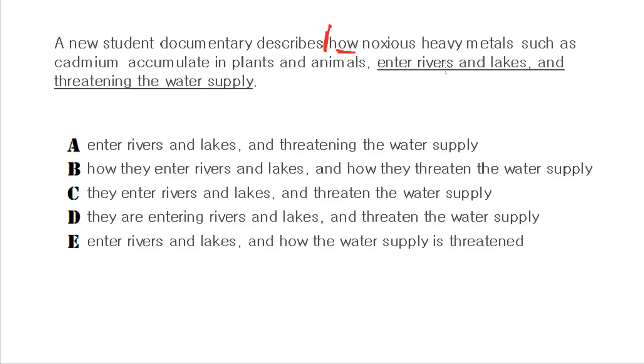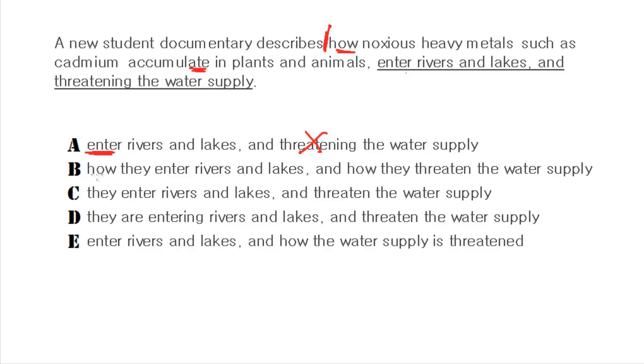And it's plural, right? And threatening the water supply. Now, does that match? Noxious describes how, such as can accumulate. That's one of the verbs in the phrases, right? Enter is another verb, and ing. It doesn't match. That's not parallel, and neither does this really.